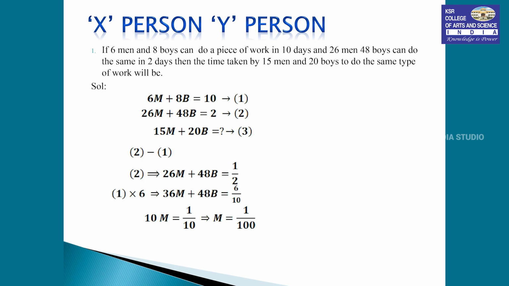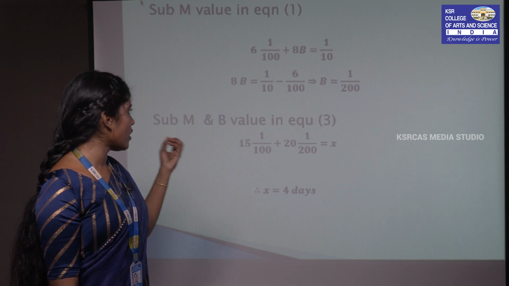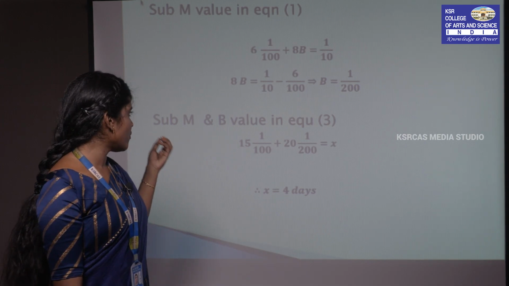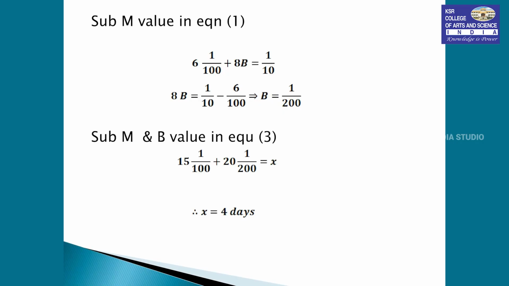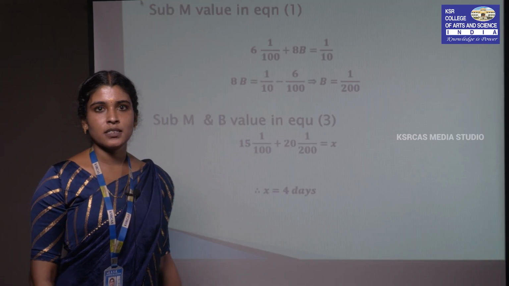We can replace m equals 1 by 100 in equation number 1. Next we have to replace the m and b values in equation 3. So 15 into 1 man's work, 1 divided by 100, plus 20 into 1 boy's work, 1 divided by 200, equals x. After simplifying we get x equals 4 days. That's it. Thank you.